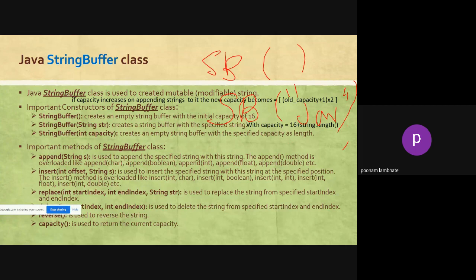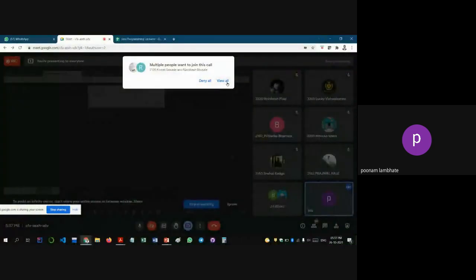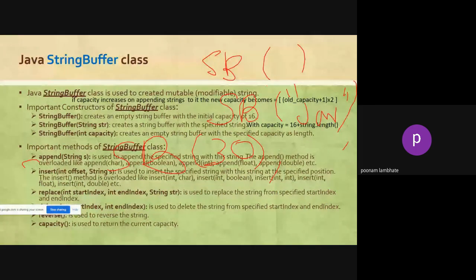But we don't want that initial capacity to be 16. Suppose we want the initial capacity to be 30. Then we will write it like this. We will write SB, and then in the brackets we will specify 30. So this is another way. One is don't specify anything in the brackets. Other way, specify the actual string that you want to store inside that StringBuffer. And the other way, specify the capacity in the bracket. Is this much clear? The three ways?